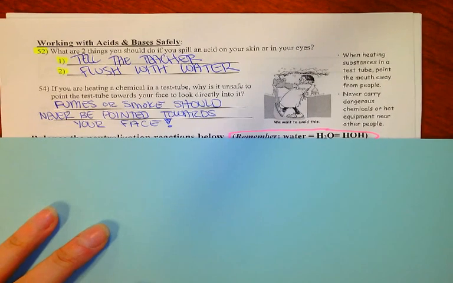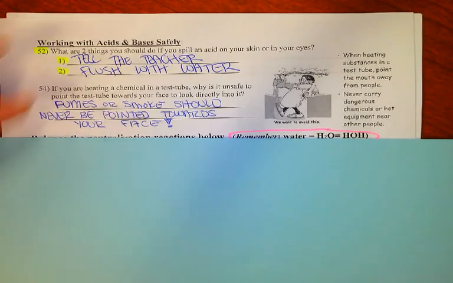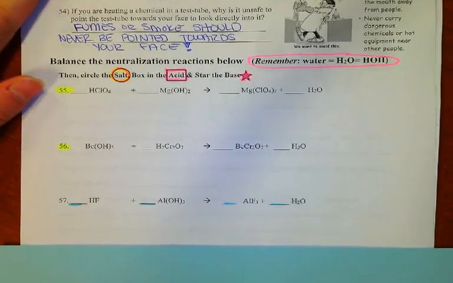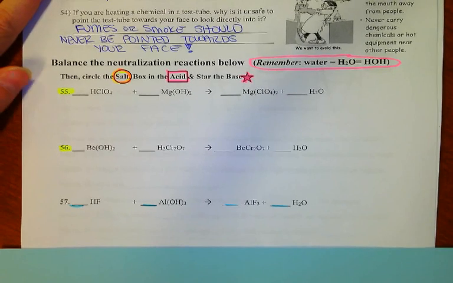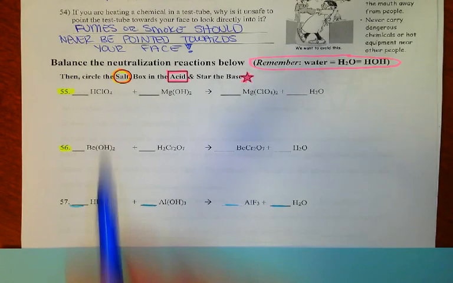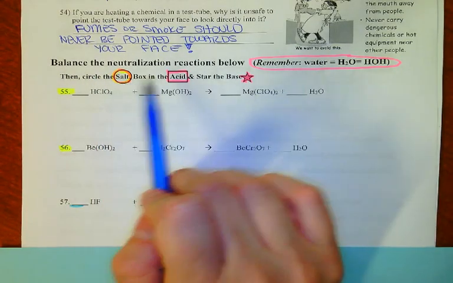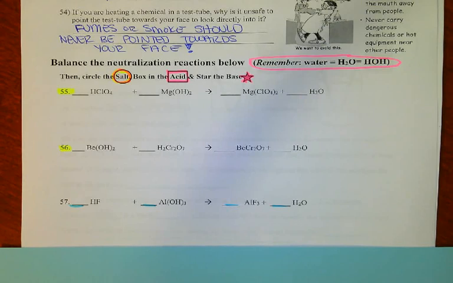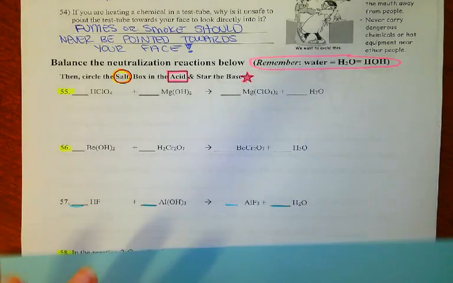I know some of you are dreading this next part. Some of you love the balancing, but we're looking at the balancing. Okay? These are all 3 neutralization reactions because it's an acid plus a base makes water and salt. Okay? So it asks you to draw a circle around the salts, put a box around the acid, and a star by the base. So I'm going to do that. Okay? HClO4 is my acid. I'm going to put a box around this.